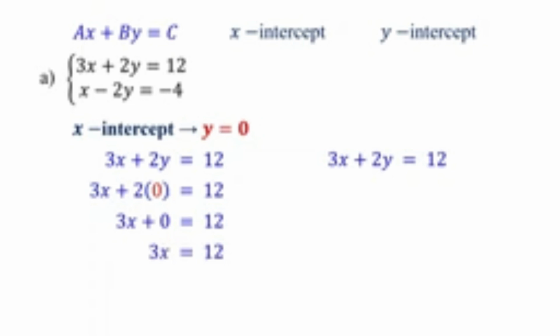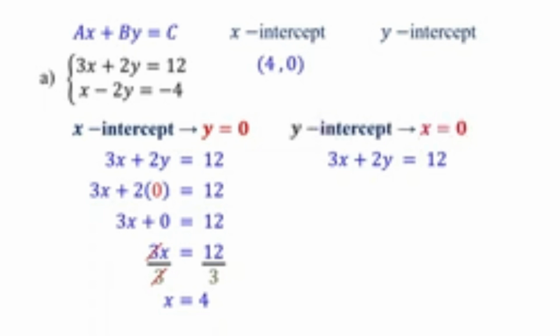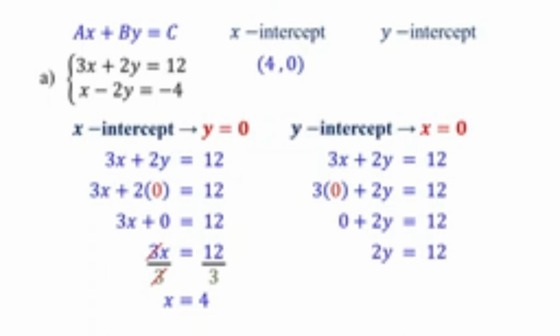To isolate x, divide both sides of the equation by 3. Cancel out the 3's. 12 divided by 3 is 4. Therefore, the x-intercept of the first equation is (4, 0). The y-intercept occurs when x is 0, so set x to 0 and solve for y. 3 times 0 equals 0, and we have 2y equals 12. To isolate y, divide each side of the equation by 2. Cancel out the 2's. 12 divided by 2 is 6. So, the y-intercept of the first equation is (0, 6).